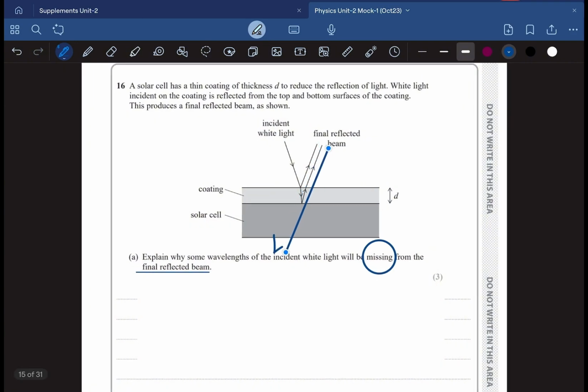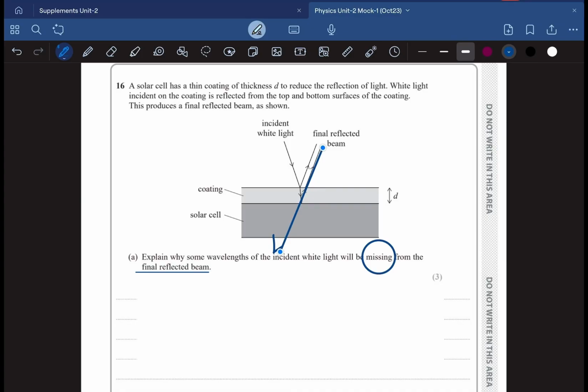Right? This is one thing that can happen: they won't be reflected. That's why some of the incident white light was missing. Otherwise, one thing that can happen, which I will say later on, but the first thing that came to our mind was that it will be transmitted through.